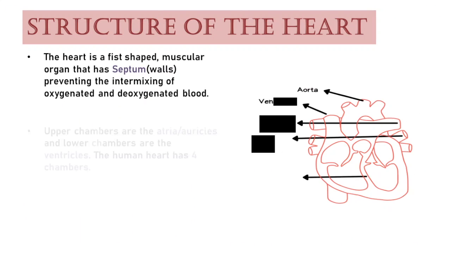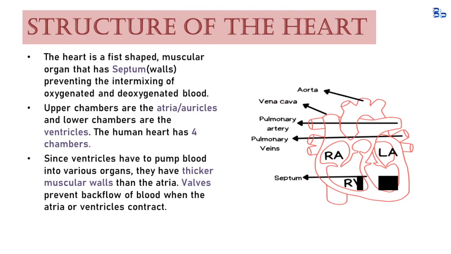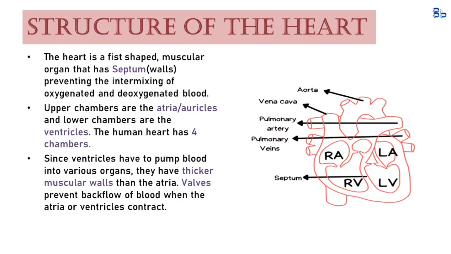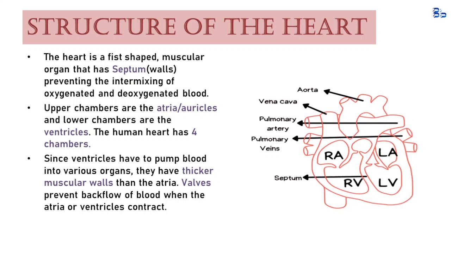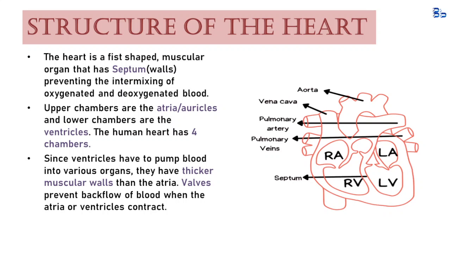Next, let's look at the structure of the heart. So the heart is a muscular fist-shaped organ, and it has walls called septum. And these septum prevent oxygenated and deoxygenated blood from mixing together. So the human heart is four-chambered. The upper two chambers are called the atria or the auricles, and the lower two chambers are called the ventricles.